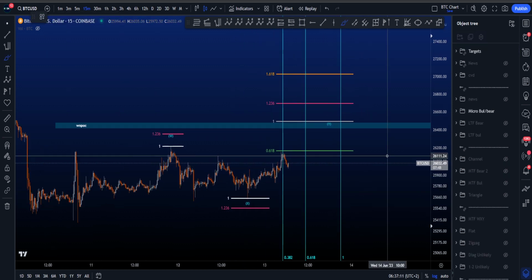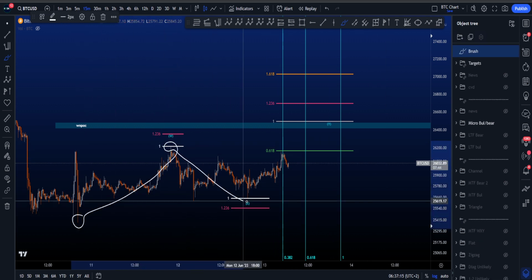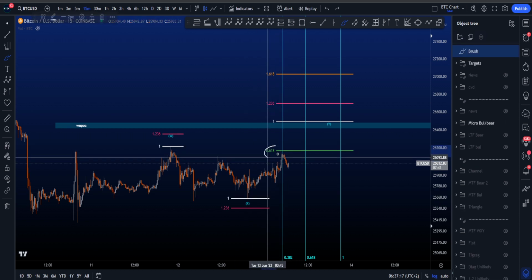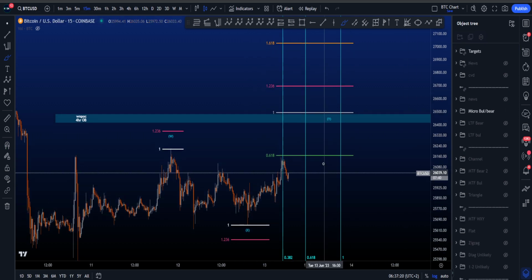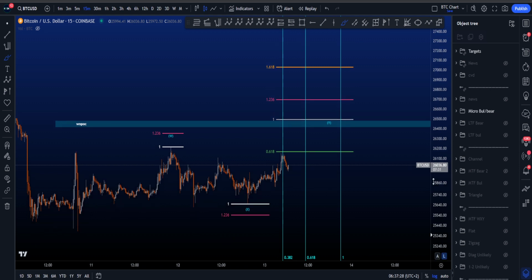Now if we then look at the target area for wave Y, we take these from the low to the high of W to the low of wave X. And you can see that the 0.618 has not yet been hit. It's currently sitting at 26.166 or 2K basically. And as you can see, price has not yet hit the 0.618, which usually is a minimum target for a wave Y, also a common target.